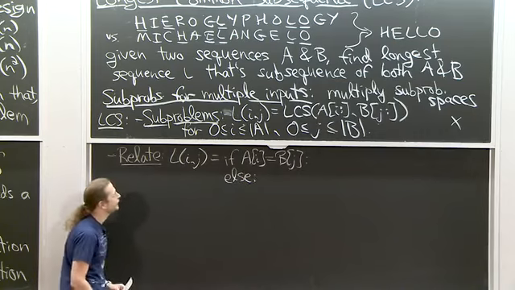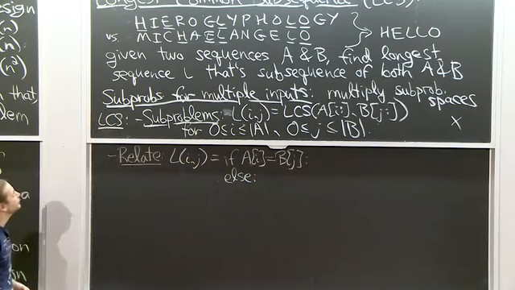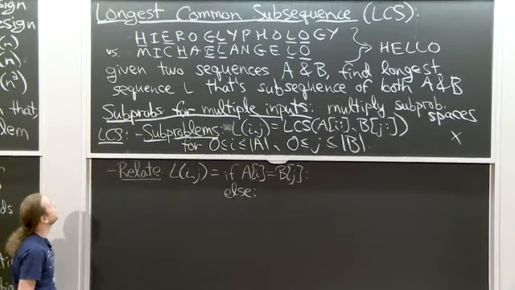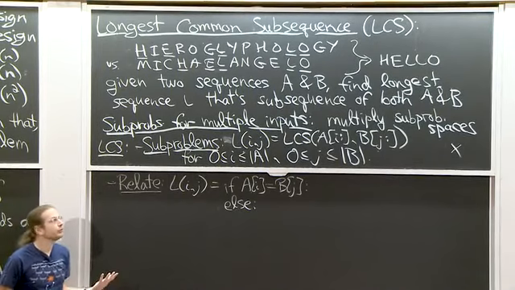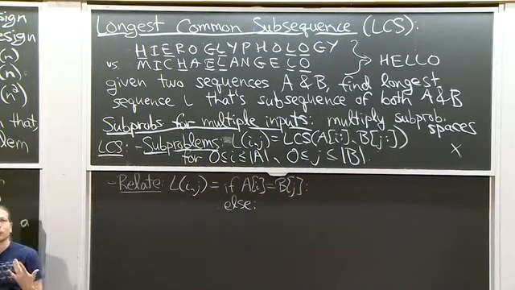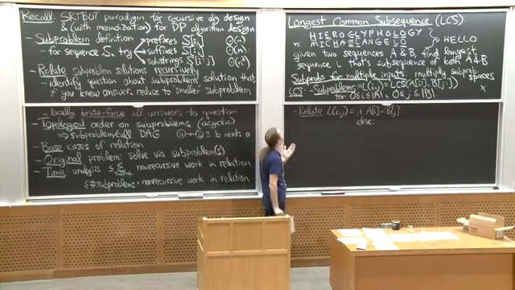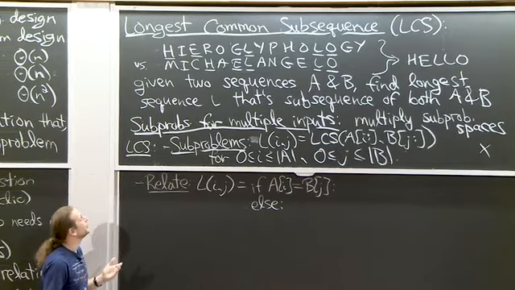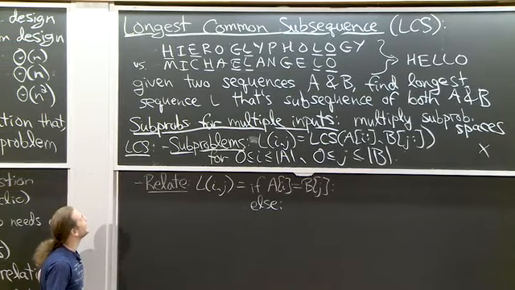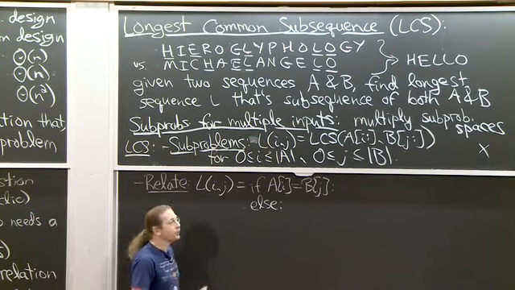I think the easier case to think about is when they're different. Like in hieroglyphology and Michelangelo, if we look at the whole strings, the first letter in the top one is H, and the first letter in the second one is M. Those are different letters. So clearly, one of those letters is not in the common subsequence, because they don't match. I could start with an H, or I could start with an M, but I can't start with both. One of those letters is not in the output. In this example, it's M.